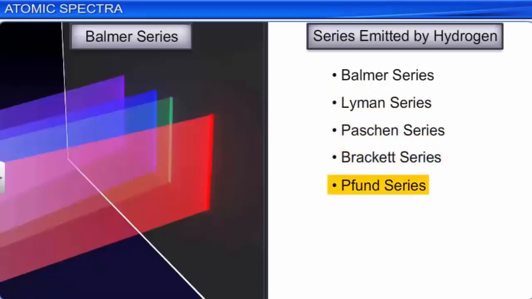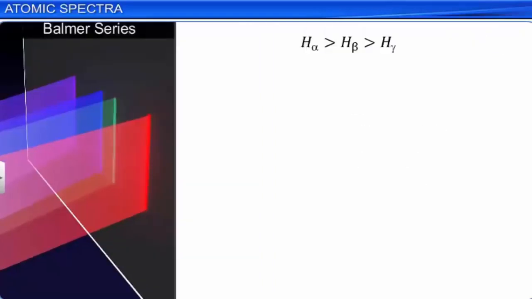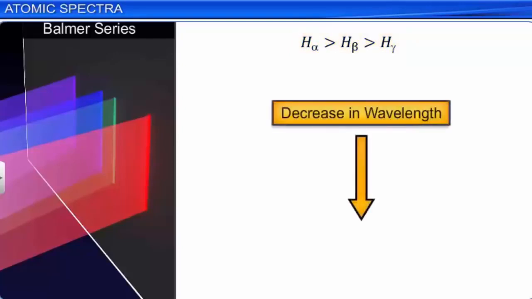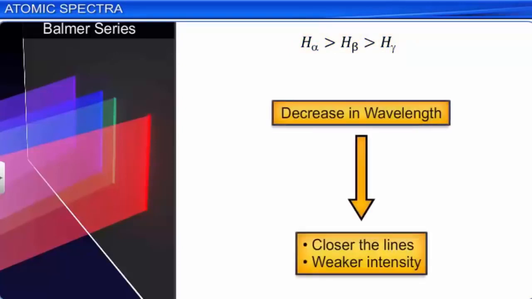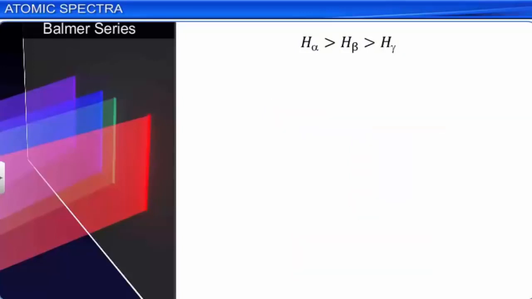Let us look at the lines emitted as part of the Balmer series. The line with the largest wavelength in the series is called H alpha, followed by H beta, H gamma, and so on, in the descending order of wavelengths. As the wavelength decreases, the lines appear closer and weaker in intensity. The Balmer series lies in the visible region. Now, let us look at the H alpha line of the Balmer series.